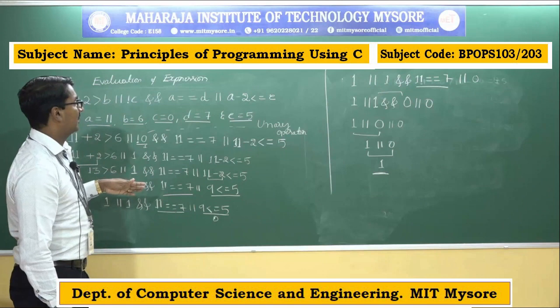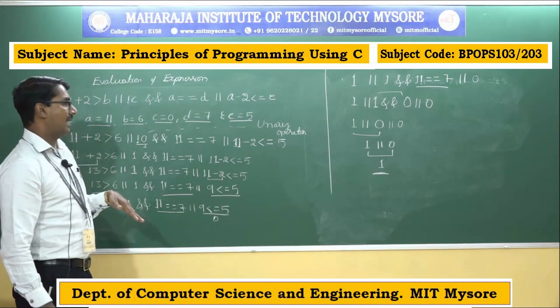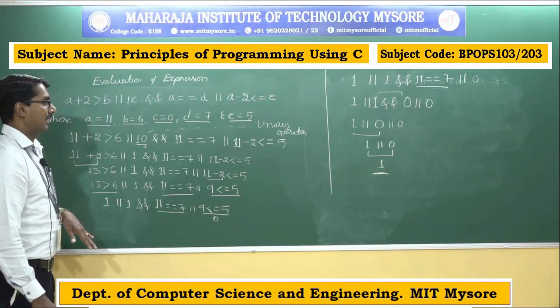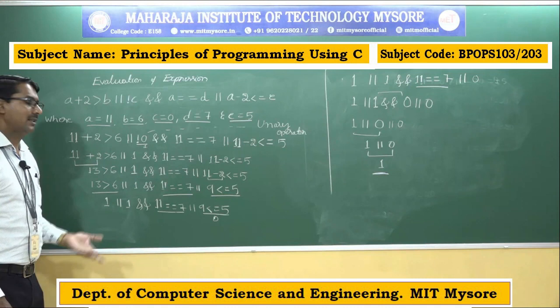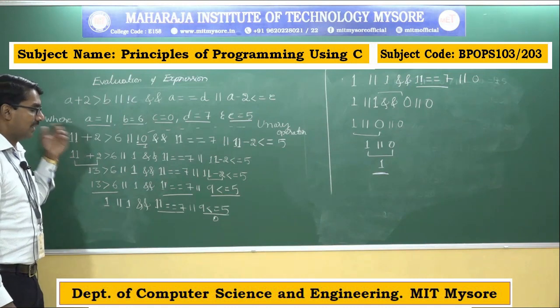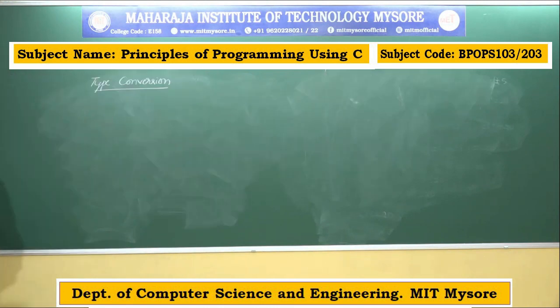So this is an example for evaluating the expression. Okay. Similarly, we can evaluate other expressions by following the precedence and the associativity rule.